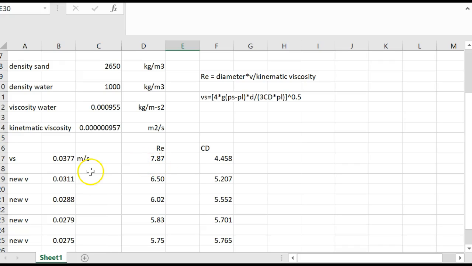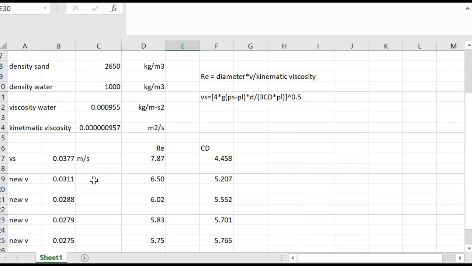Taking that drag coefficient into equation 7.8 gives us a new estimate of the settling velocity of 0.031 meters per second, and a slightly lower value of the Reynolds number and a slightly higher value of the drag coefficient. Repeating that, the settling velocity is 0.029.